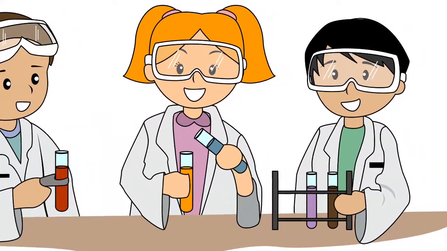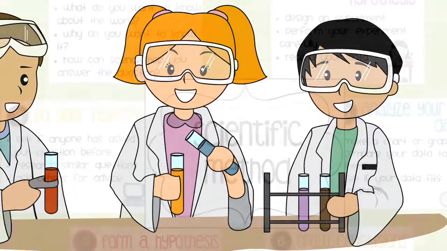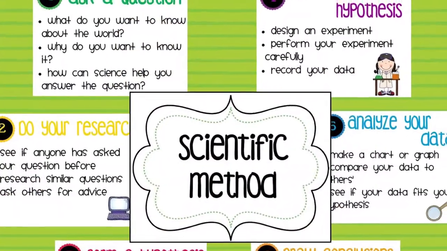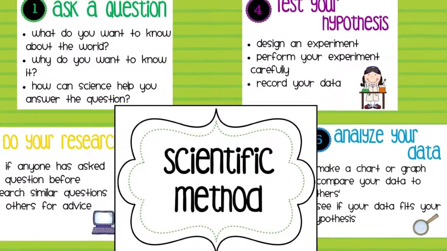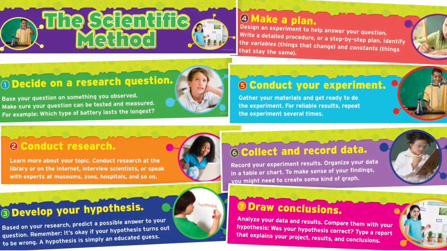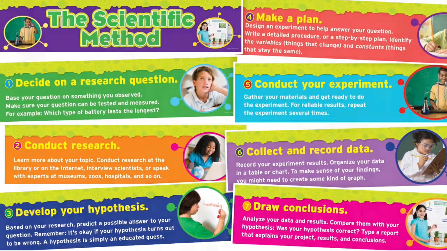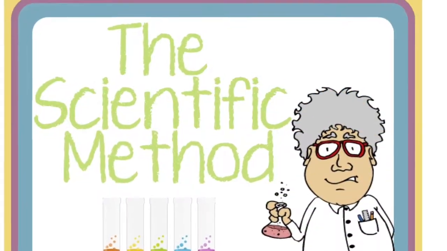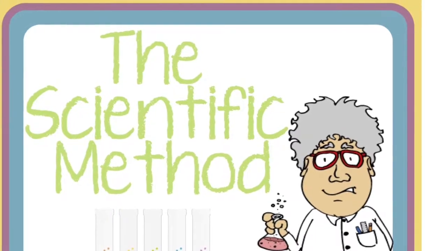There are several steps that are included when investigating a topic. We are going to take a close look at the terminology and process of each step. The steps are purpose or question, research, hypothesis, materials and procedures, results, and finally, conclusion.